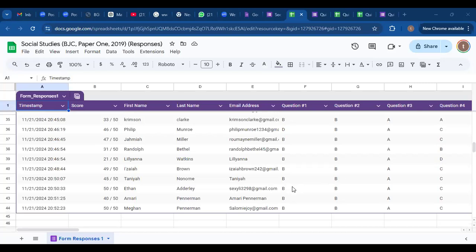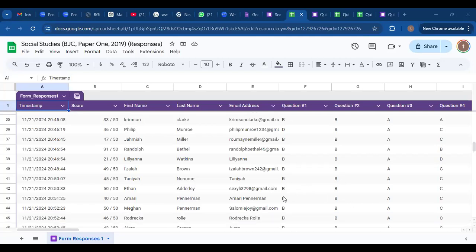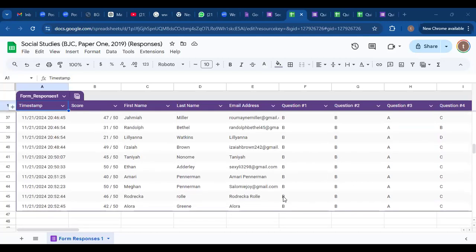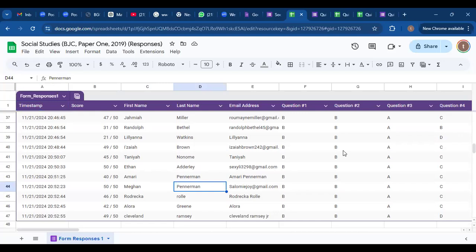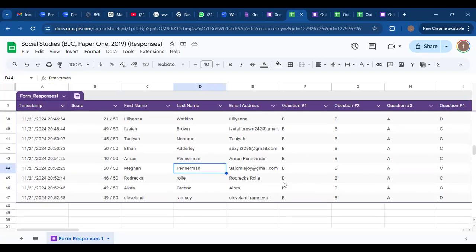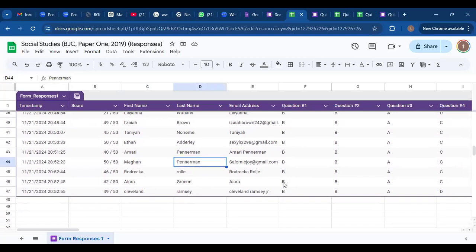Megan Penniman, where's Megan Penniman? Are you there? Where's Megan? Megan Penniman, can you hear me? Yes, sir. You got a 50 out of 50. That's excellent. Did you do the religious studies one? I don't do religious. Okay, you can leave.